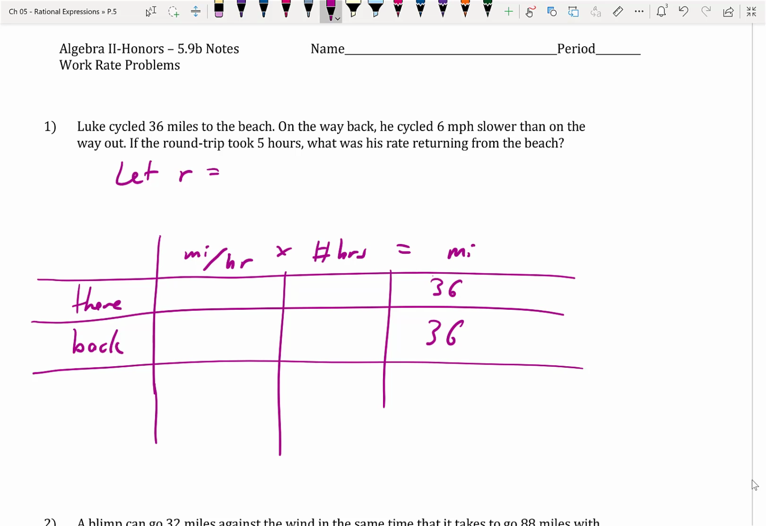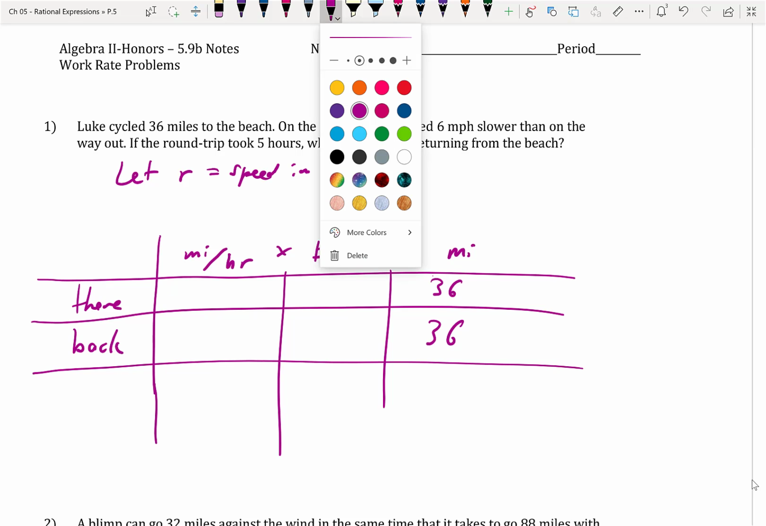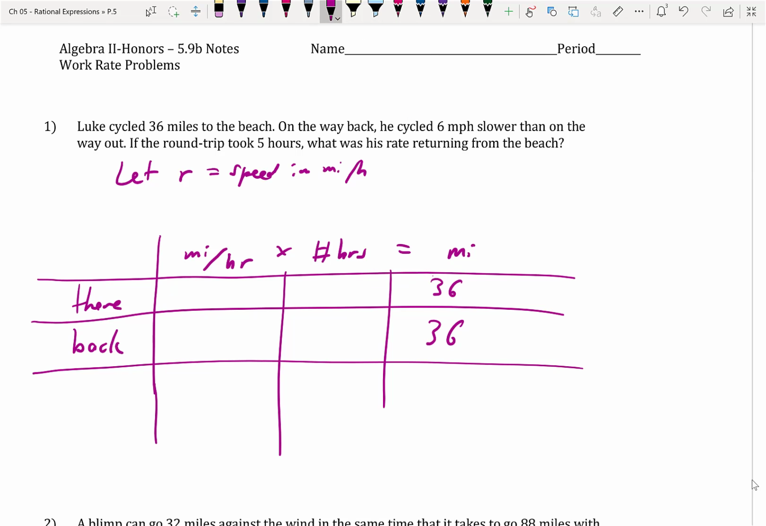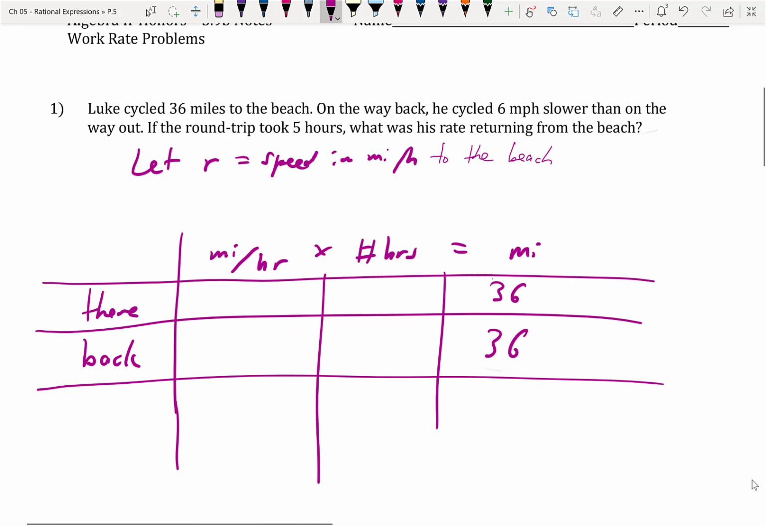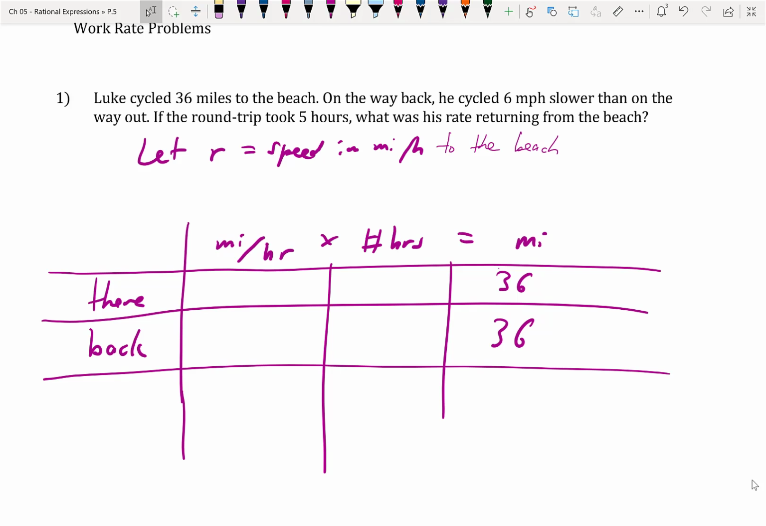equal speed in miles per hour. Now I need to pick which one we're going to do. Am I going to do it to the beach or from the beach? It doesn't matter which, but I anticipate most of you will probably do to the beach, even though it's a little bit more efficient to make it from the beach. If I'm just doing this problem quickly, I'm going to make it to the beach, which means that speed is R. Given that speed is R, it says he cycles 6 miles per hour slower on the way back. So that gives you an R and an R minus 6.